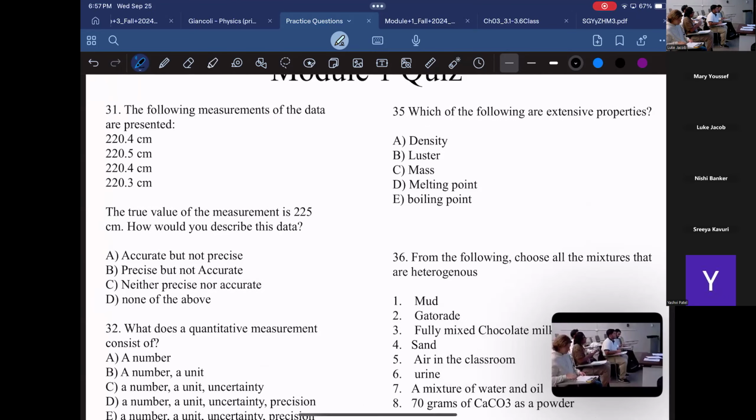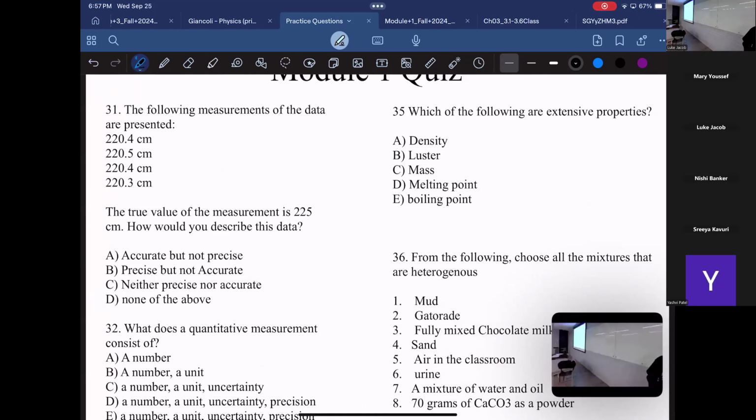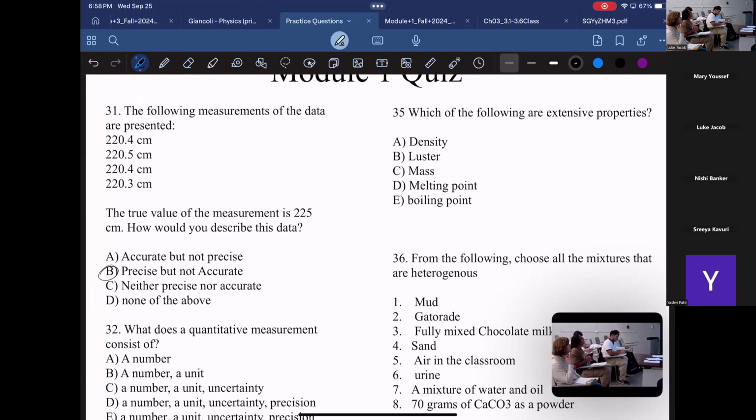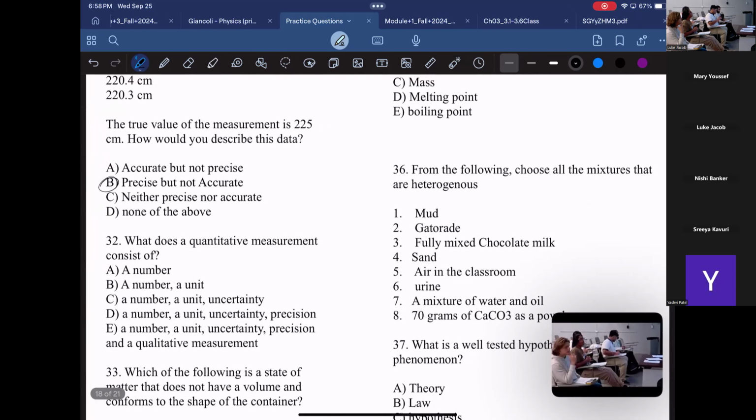Okay, this is now module 1. Sounds very quick and simple. The true value of the measurement, whatever, right? What is the right answer? Does anyone know? B. Yeah, B is right. Good. Accurate would be closer to the value. And yeah, there's going to be a question like that, definitely.